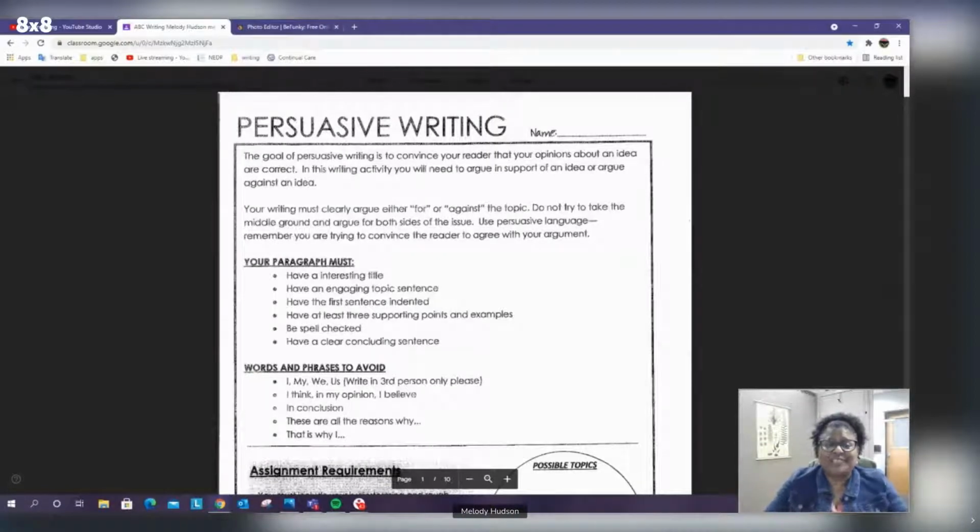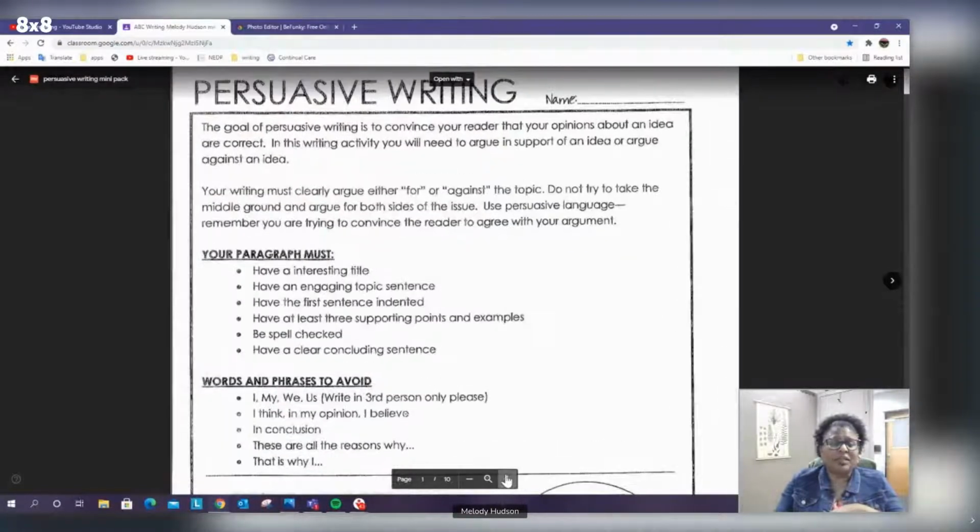Use persuasive language. Remember, you're trying to convince the reader to agree with your argument. So here we go. Your paragraph must have an interesting title. It must have an engaging topic sentence. Your topic sentence is the topic. You're introducing your topic, talking about your topic, and it must draw the reader in.